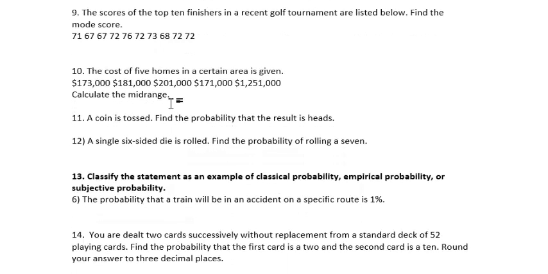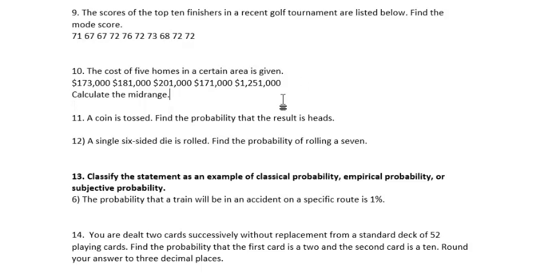occurs the most often. Okay, the cost of 5 homes in a certain area is given: 173,000, 181,000, 201,000, 171,000, and 1,251,000. Next question is mid-range. Now, mid-range means the average of the two extremes. You take the smallest and the largest, add them together, and you will have the mid-range.